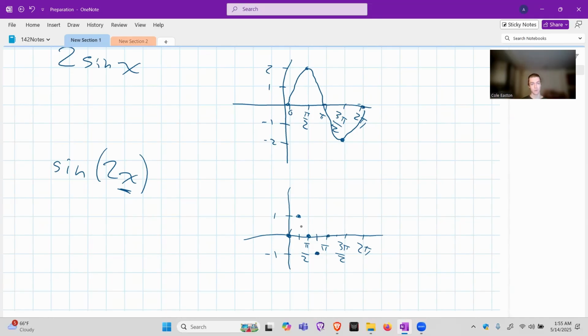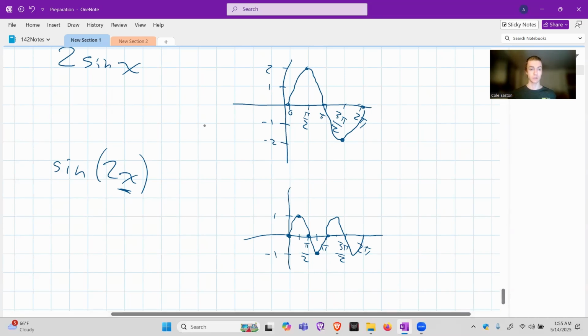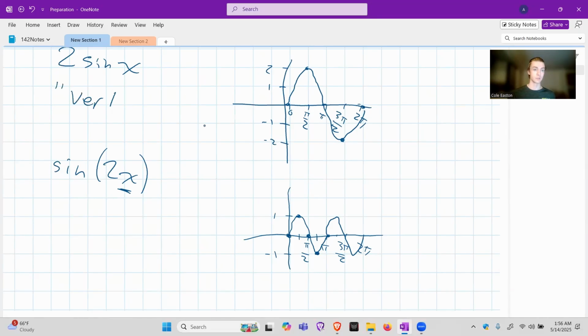So we've constructed basically an entire cycle right here. And then because pi just repeats, we're going to have the same thing happen one more time before we get to 2 pi. So in this case, we basically squeeze the function horizontally. It's called horizontal compression. What we did above is called vertical stretch, and I'll write that below. And this is called horizontal compression.